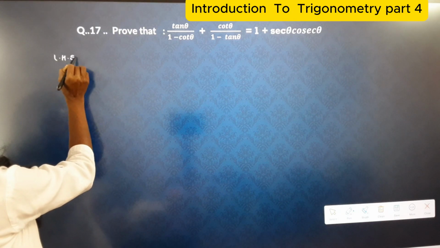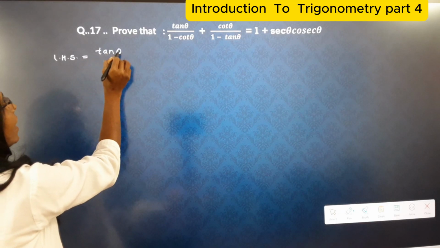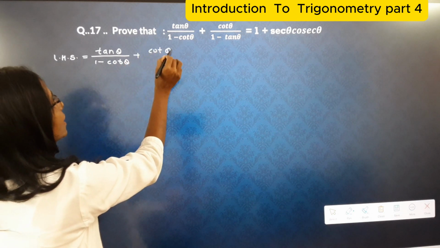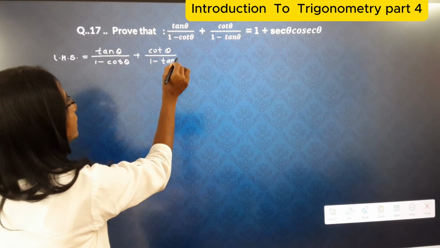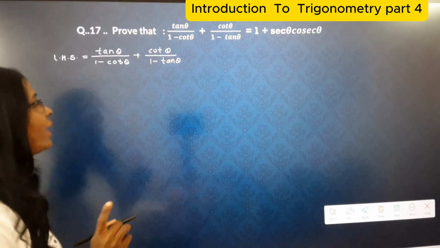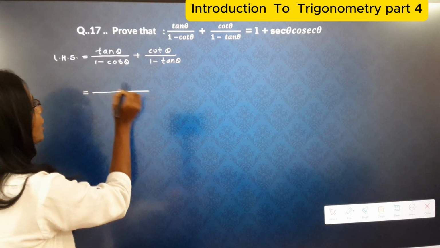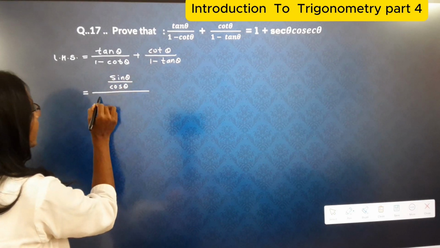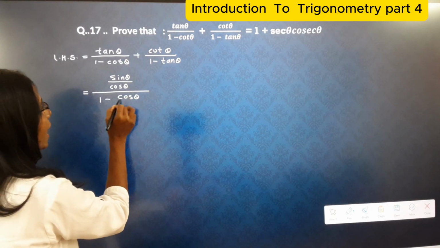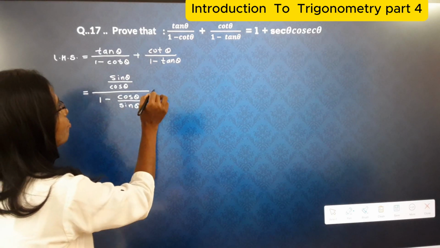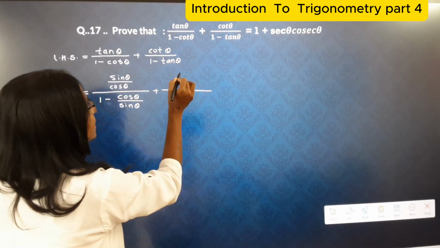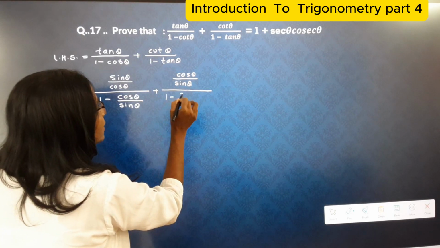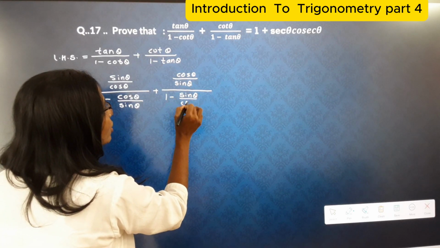So LHS is equal to tan theta upon 1 minus cot theta plus cot theta upon 1 minus tan theta. Now, students, we simplify this. Tan theta means sin theta upon cos theta. Then 1 minus cot theta is 1 minus cos theta upon sin theta, plus cot theta, that is cos theta upon sin theta, and 1 minus sin theta upon cos theta.